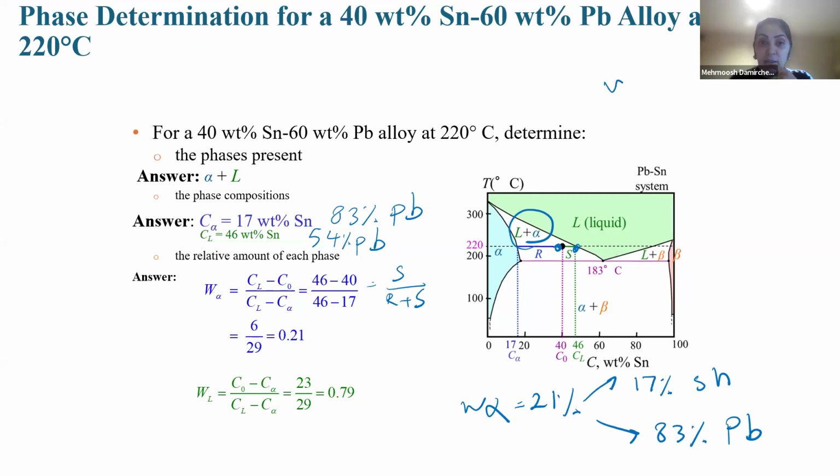And how much is the weight fraction of the liquid? We have 79%, and for this 79%, how much Sn? We have 46% Sn and 54% Pb. Okay, hope everything is clear for you.